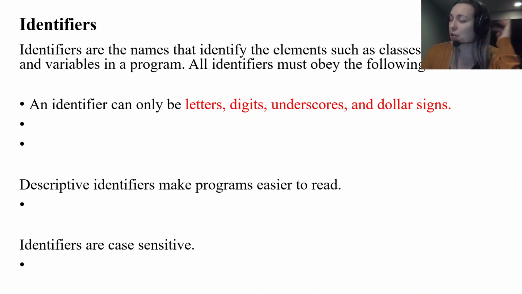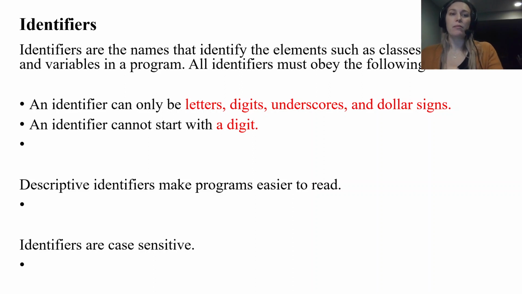Now letters can be uppercase or lowercase. Digits are 0 through 9. An underscore is a special symbol, same thing with the dollar sign. Only those two symbols are allowed in an identifier. You can't have the @ symbol or the hashtag symbol or the % sign. All of those other symbols are not able to be in an identifier.